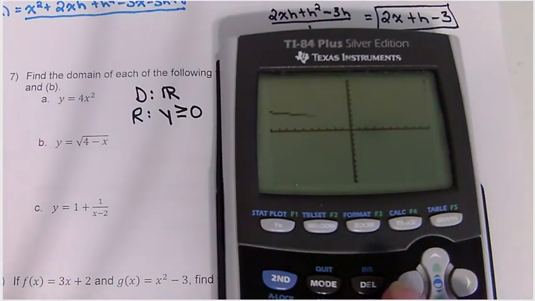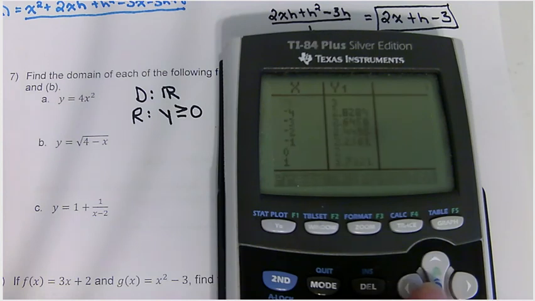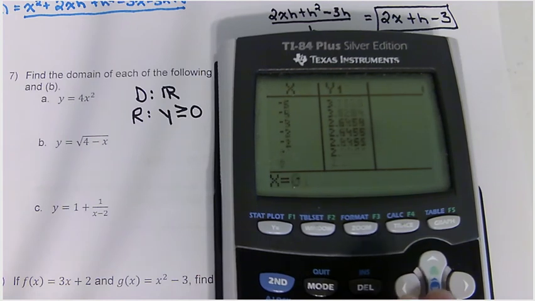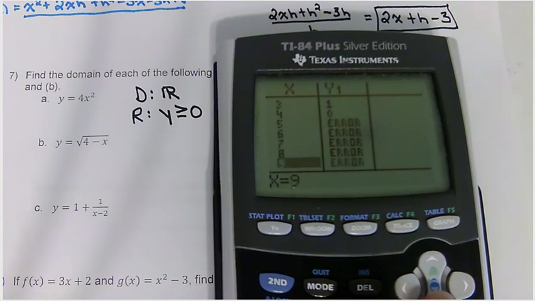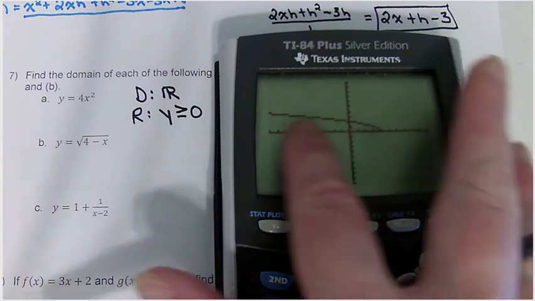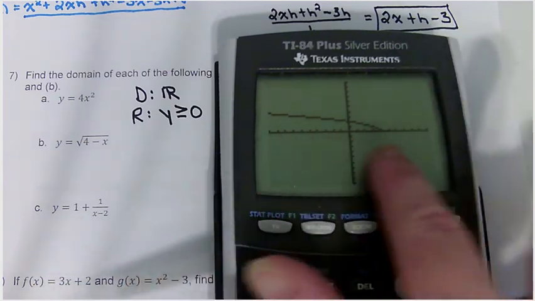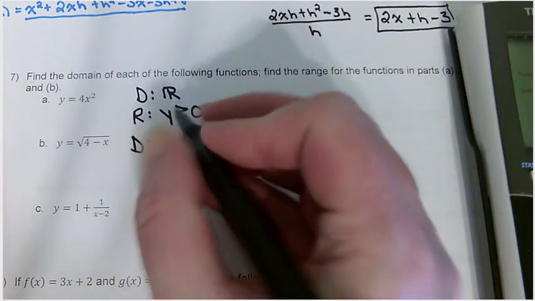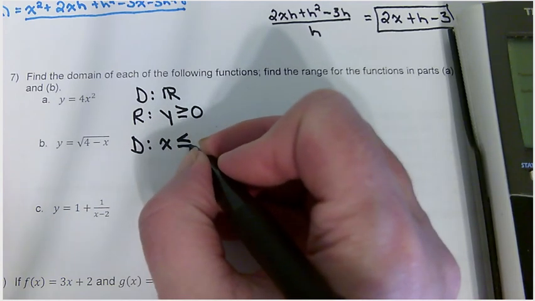Okay, and I'm at the graph. Well, that's kind of interesting. Let's look at the table. Okay, so the negative numbers were fine. I saw that on the graph. But once I go past 4, it keeps giving me errors. And if I look back at the graph, I'll see that the horizontal, the x's, only go up to 4, but not past it. So on this one, my x's are less than or equal to 4.